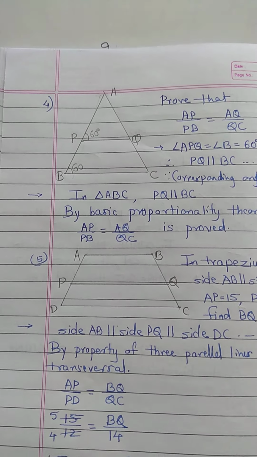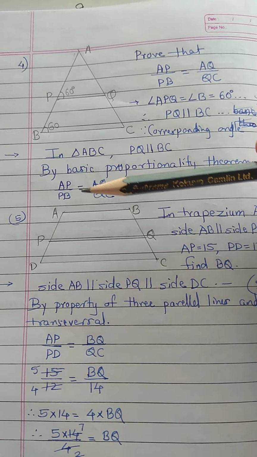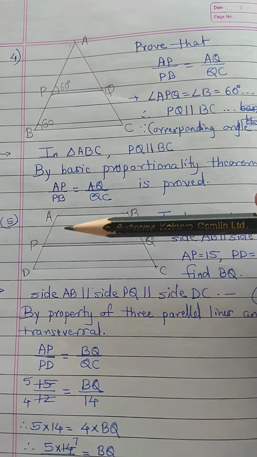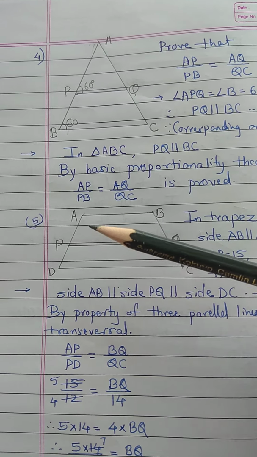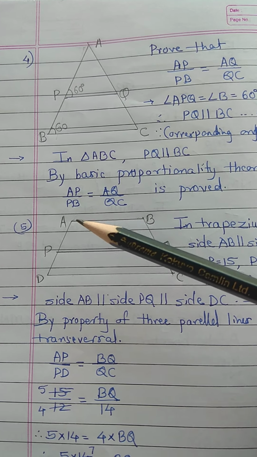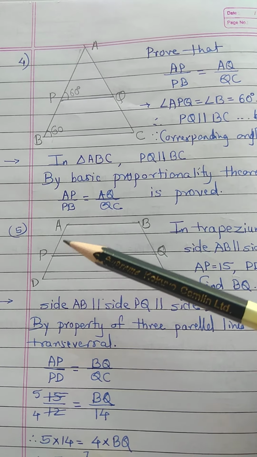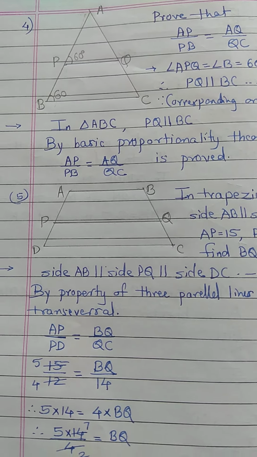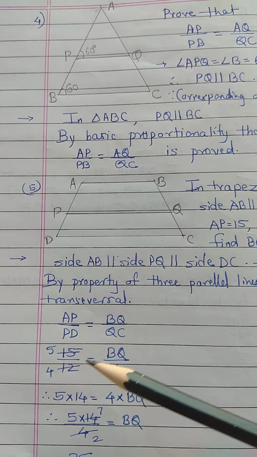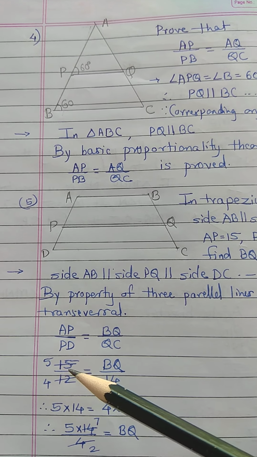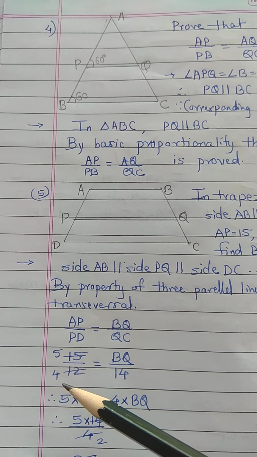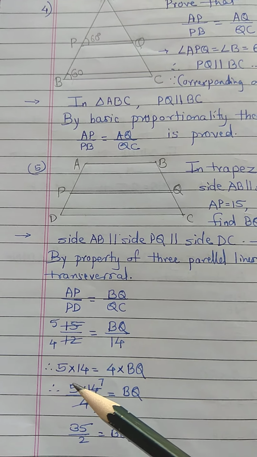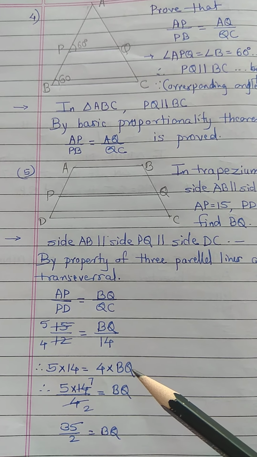Okay, question number 6. Three parallel lines are given in a trapezium. It is given as a trapezium and we are given that three lines are parallel. Then by the property of three parallel lines and their transversals, AP upon PD is equal to BQ upon QC. Substituting the values, 3 5s are 15, 3 4s are 12, so 5 upon 4 should be equal to BQ upon 14. Cross multiplying, we will have 5 into 14 equal to 4 into BQ.